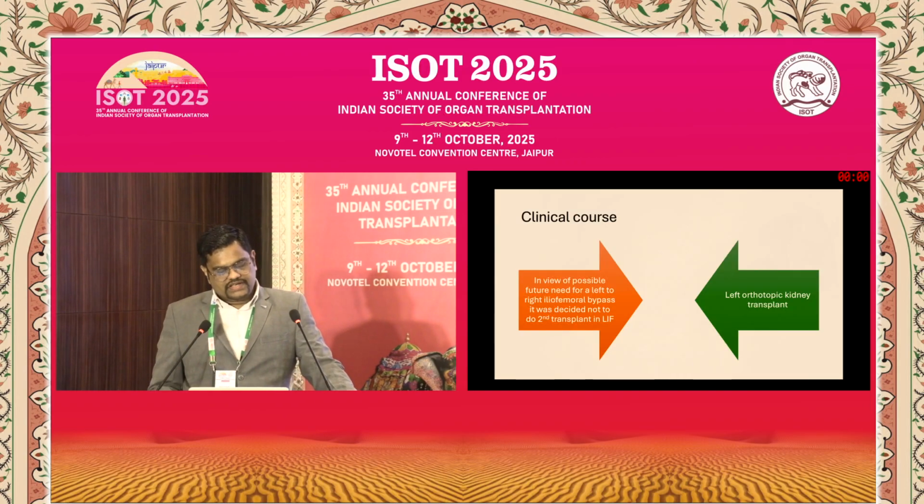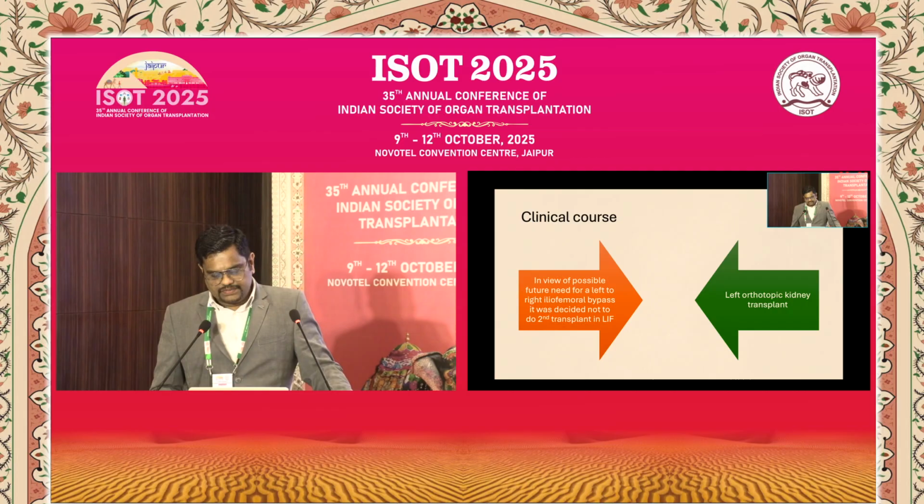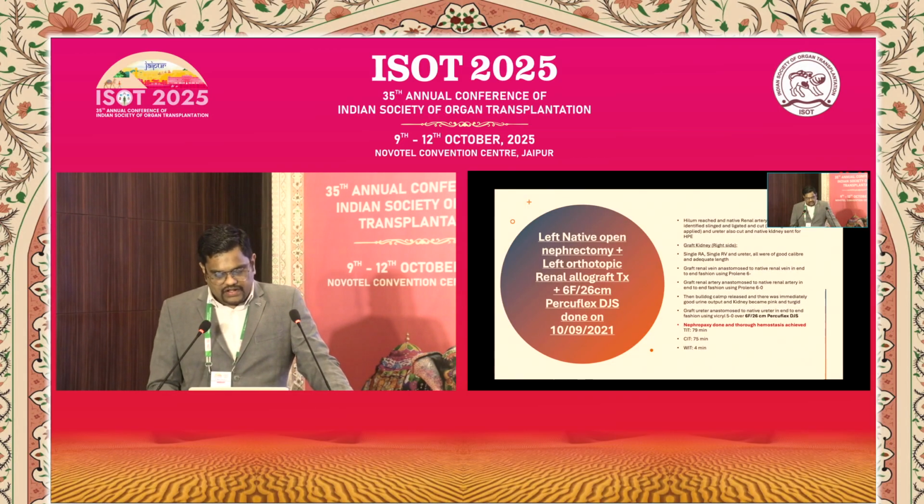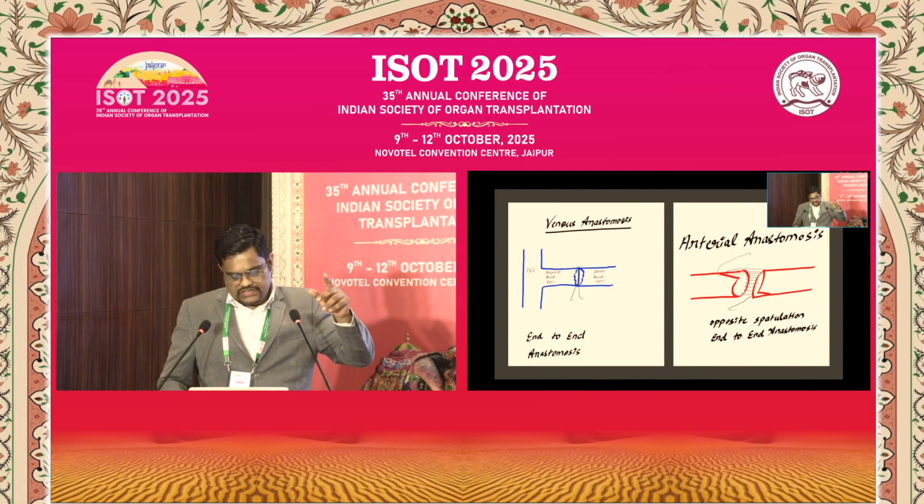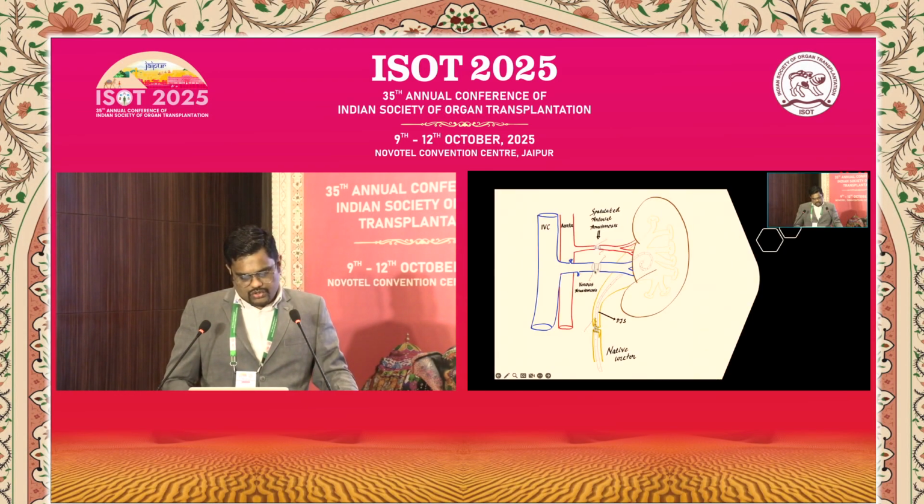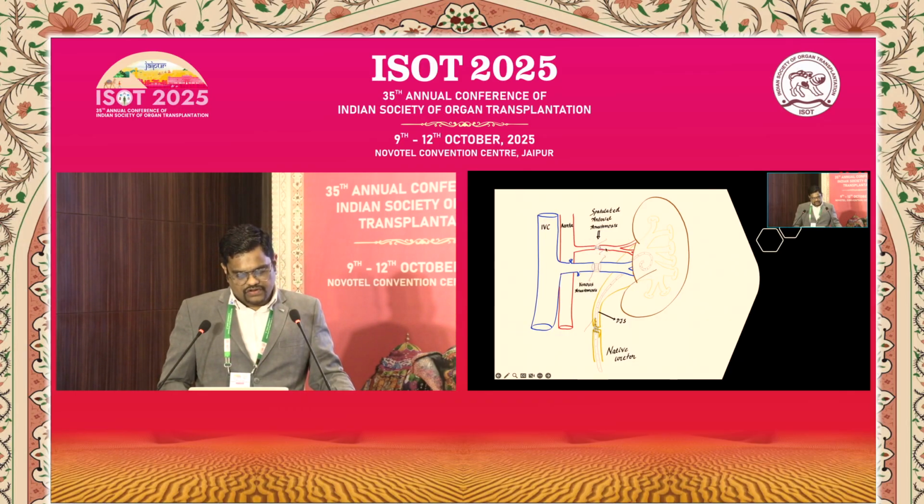So as I said, in view of the left to right iliofemoral bypass, we did a left orthotopic kidney transplant in this patient. And as you see, we followed all the steps. We did an anastomosis, so this is how it was done. We explanted the original kidney. We did an end-to-end spatulated anastomosis of the donor artery with the recipient native renal artery, and again the donor renal vein with the recipient renal vein.